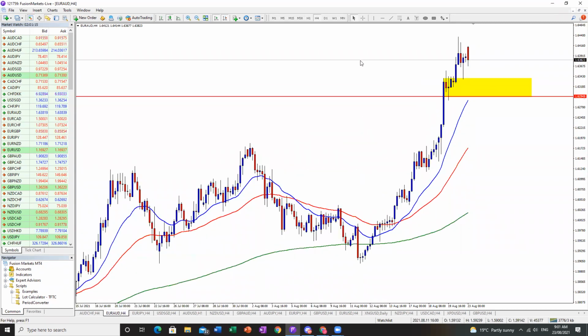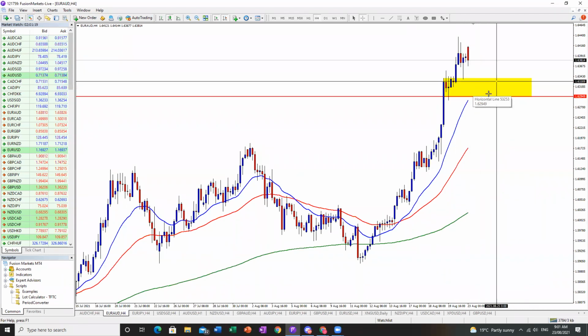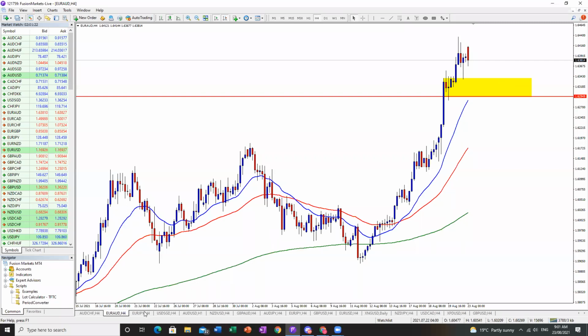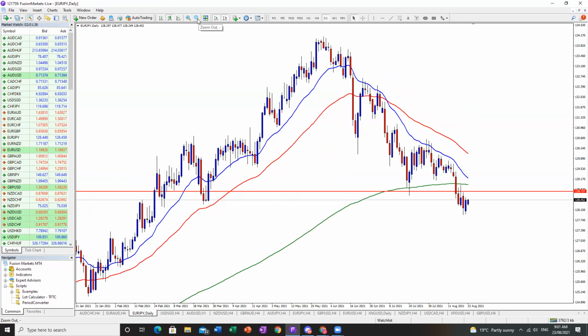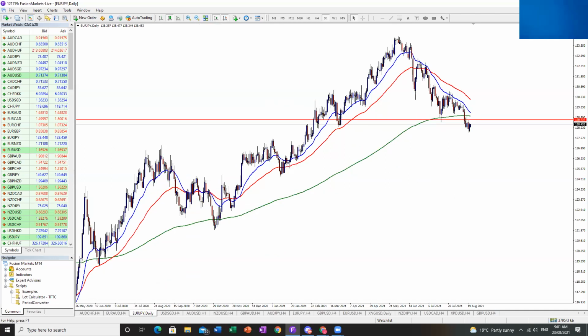Moving on. Euro Oz. I do like Euro Oz to the upside, so buying it in this little golden zone right there looks good. Euro Yen, right? Euro Yen. Unfortunately, we took a loss on this one last week.